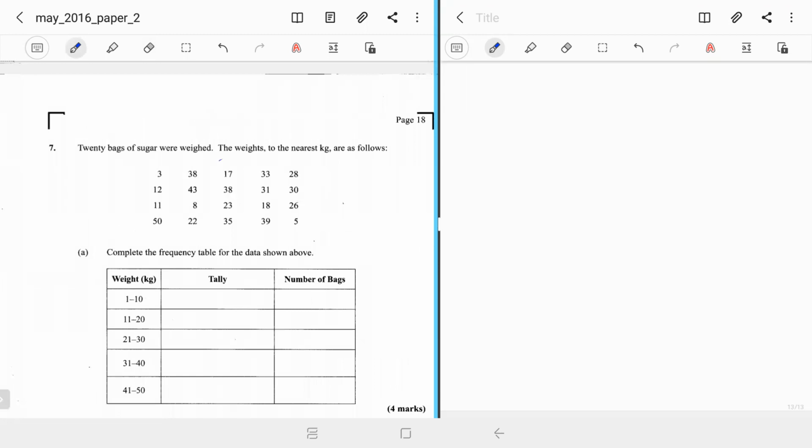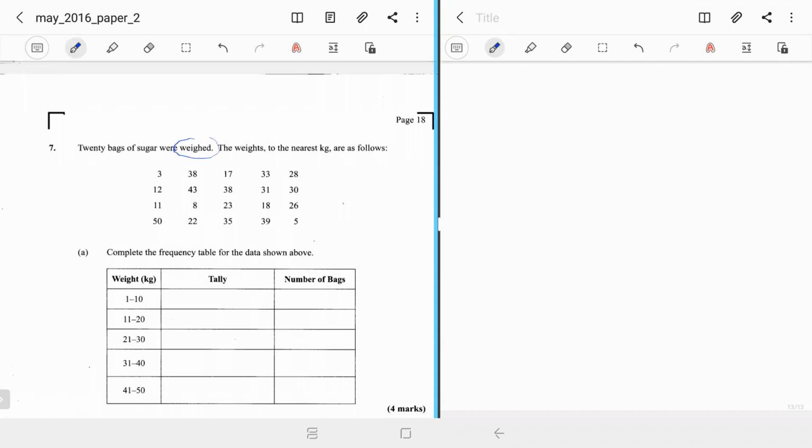Their weights, to the nearest kilogram, are as follows. So these are the weights to the nearest kilogram. And since it is weighed, they're giving it to the nearest kilogram. But remember, for example, if something weighs 12.4 kilograms, then that would basically go as 12 kilograms.